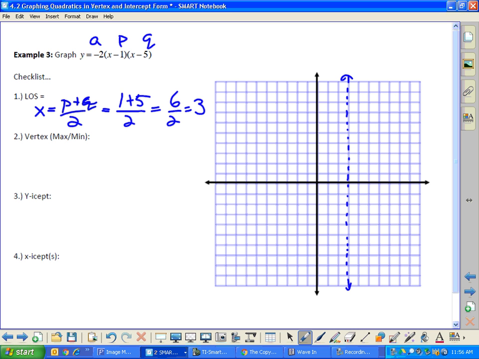If you want to find your vertex, you would take your 3, and you could just plug it in. Watch your order of operations. So you got to do your grouping symbols first. And then this would be 8. So we get the point 3, comma 8.